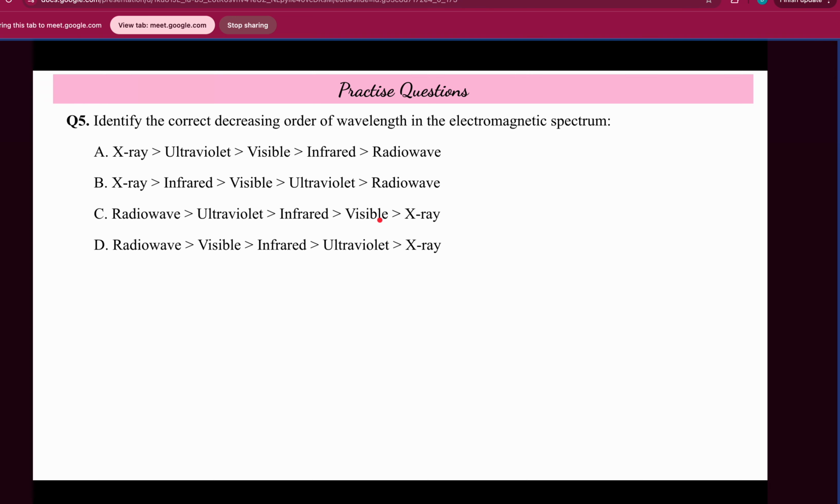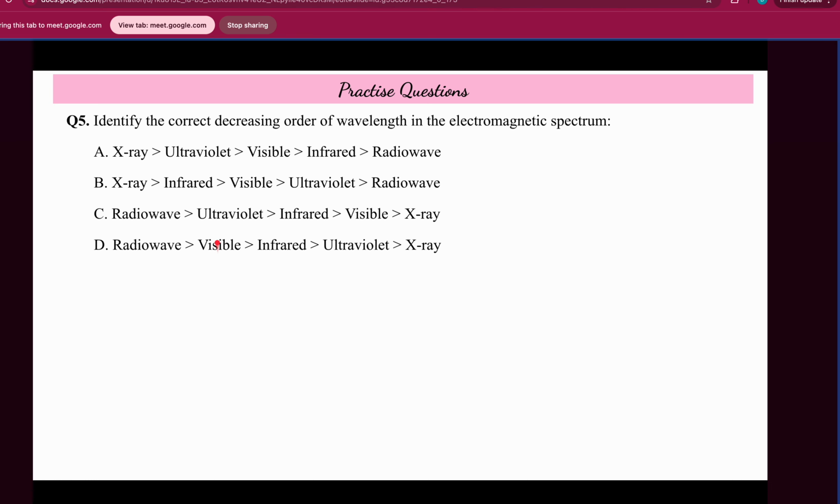First of all, before looking at the answer, if you don't know the answer, you can cancel out those options which cannot be true. Here they are saying decreasing order of wavelength, so as we move forward, the wavelength should decrease. I've also told you many times that an increase in wavelength means a decrease in energy, and a decrease in wavelength means an increase in energy. So if we move from left to right, energy should increase and wavelength should decrease. We saw in the previous class that radio waves have the lowest energy, so options A and B are cancelled out.